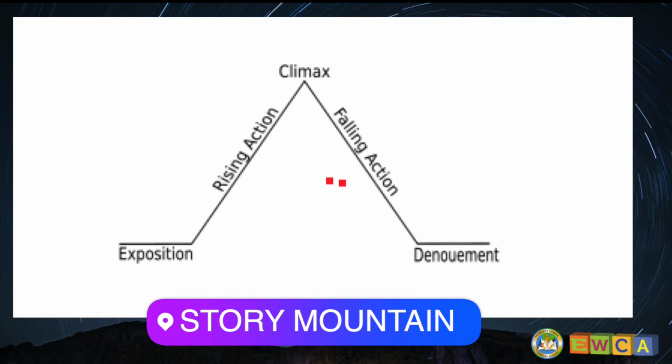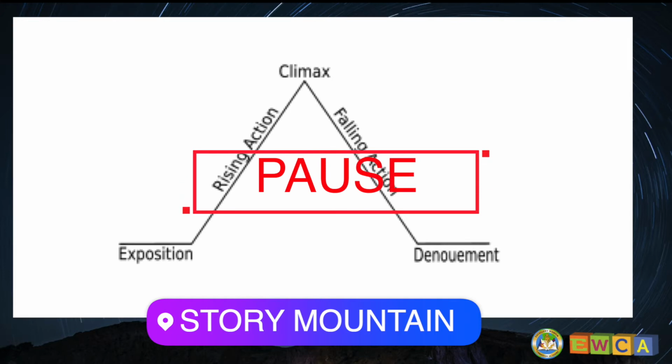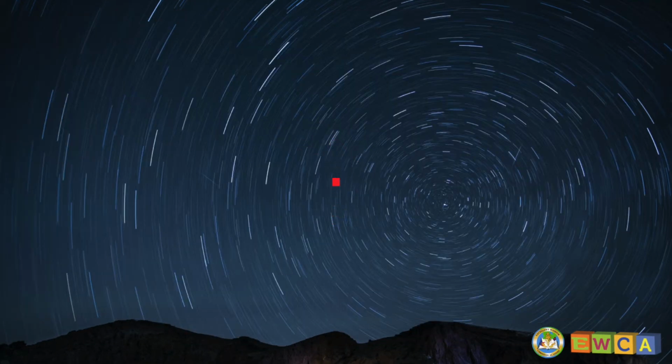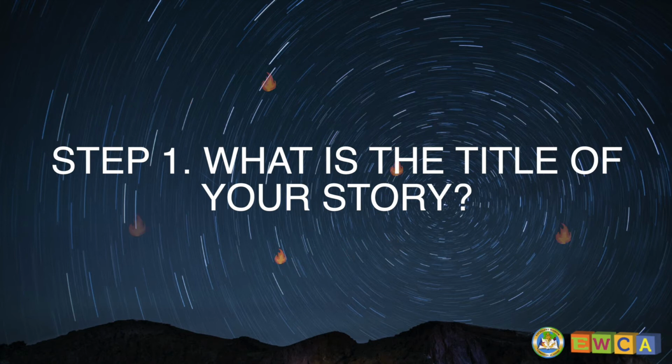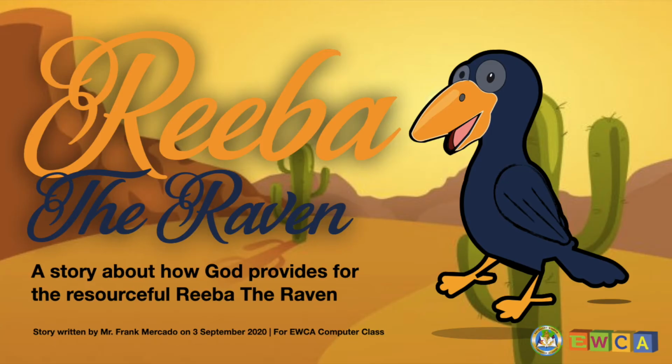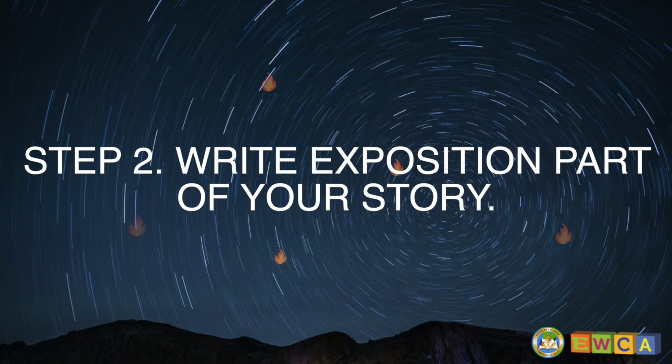Now, hit pause and answer the following questions on your worksheet. Number 1, what is the title of your story you'd like to write? For instance, I'm writing about Reba the raven who didn't become thirsty because God provided for her and she was resourceful.